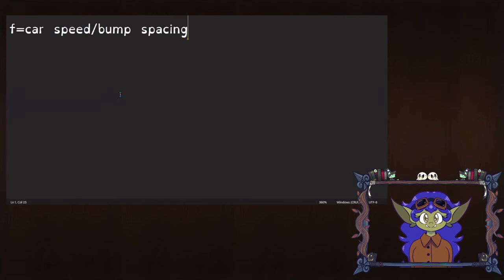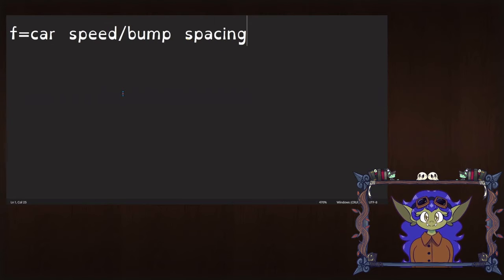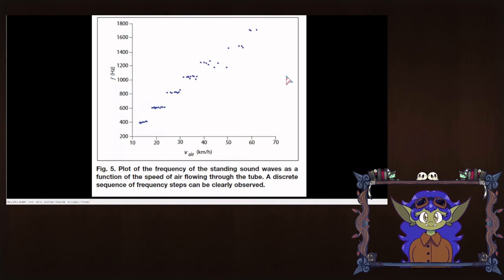Pull up the frequency for that here so y'all can see it. The frequency is equal to car speed over bump spacing. When it comes to whirly tubes, the pitch doesn't gradually increase when you spin it faster. Only specific frequencies are heard when you reach certain speeds.